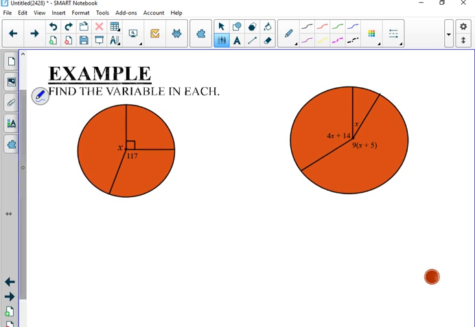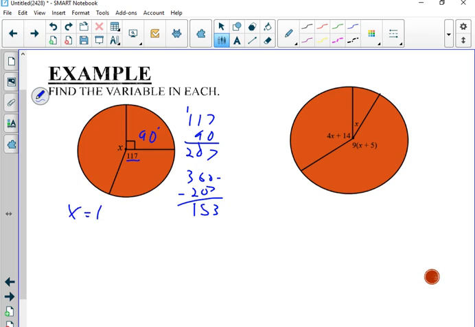Okay, again, we know this is 90, we know this is 117, so if we take 90 plus 117, we get 207. And if we subtract that from 360, we get 153. So x equals 153 degrees.